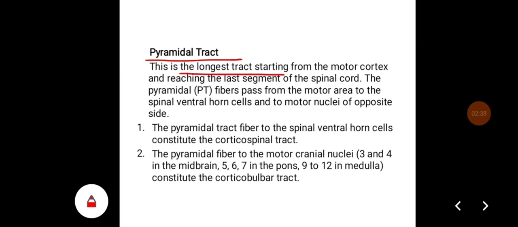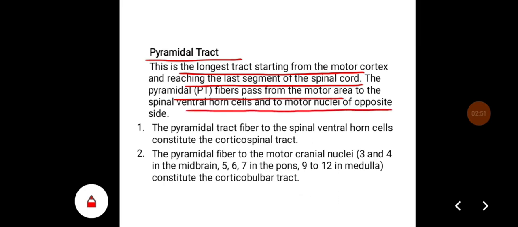This is the longest tract, starting from the motor cortex and reaching the last segment of the spinal cord. The pyramidal tract fibers pass from the motor area to the spinal ventral horn and to the motor nuclei of the opposite side. The pyramidal tract fibers to the spinal ventral horn cells constitute the corticospinal tract.